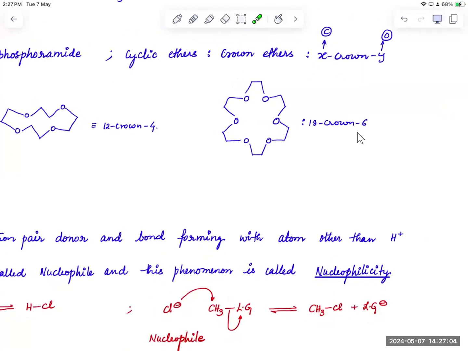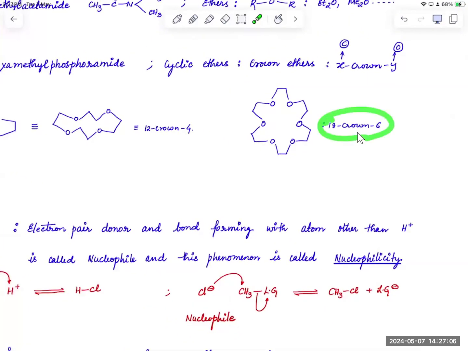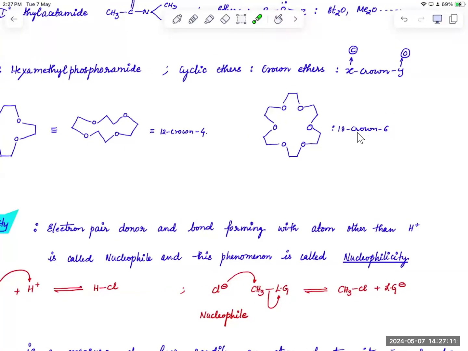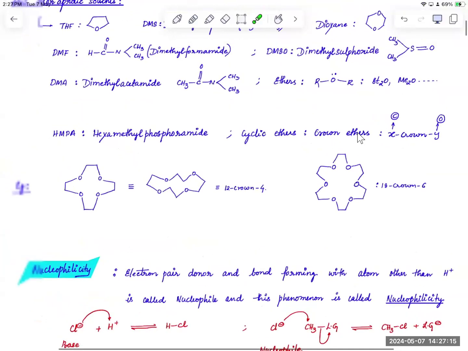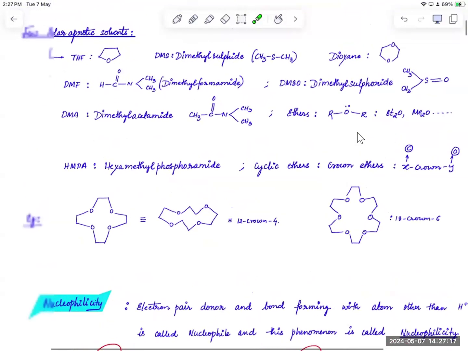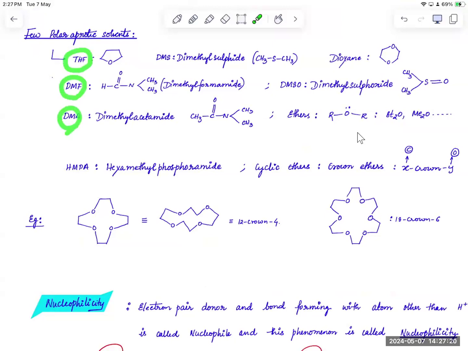If you see this terminology, 18 represents the ring size and 6 represents the number of oxygens present in it. So our idea is that these are all polar aprotic solvents. Wherever you see these kinds of abbreviations, THF, DMF, DMA, DMSO, HMPA, you will not be asked about these abbreviations, but at least knowing them, you should be able to relate them with polar aprotic solvents. Right? These are all polar aprotic solvents.